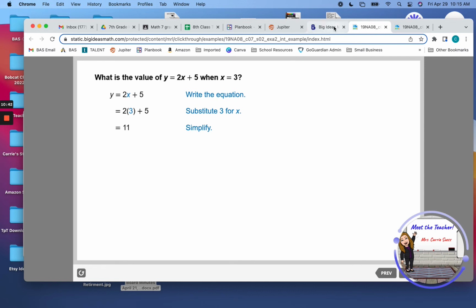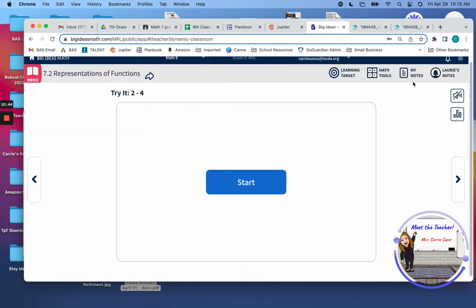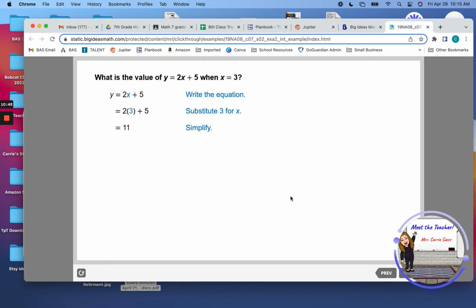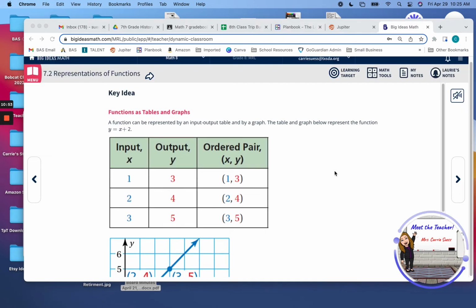Okay. Go and do problems 2 through 4. Okay, so let's look at this key idea.